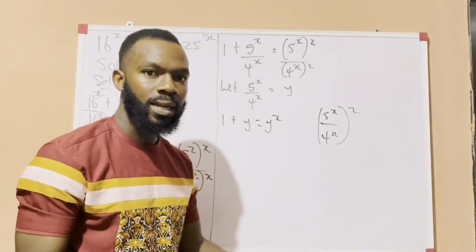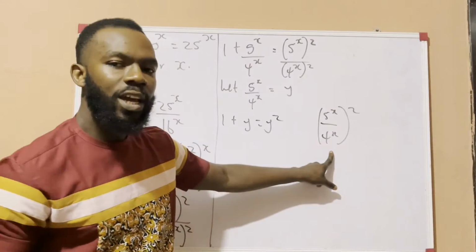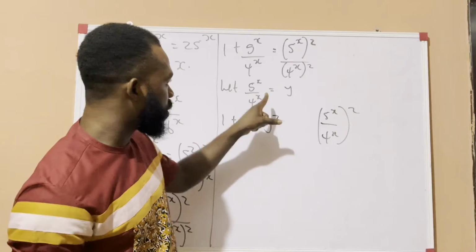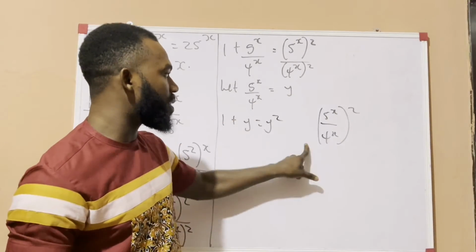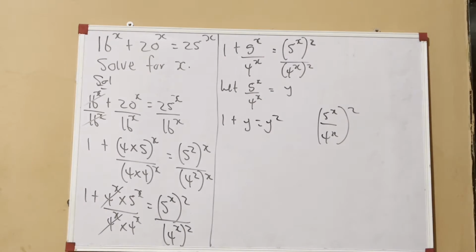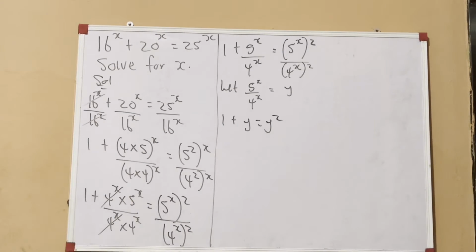Yes, it can be written in this form because the square is affecting 5 raised to the power of x, and the square is also affecting 4 raised to the power of x. So if 5 raised to the power of x over 4 raised to the power of x is y, it means everything inside is y, raised to the power of 2. Good. Now let us proceed. You will see now that we have a quadratic equation.